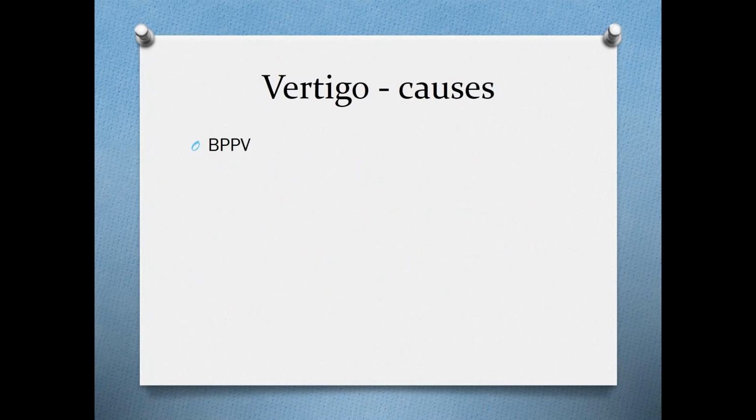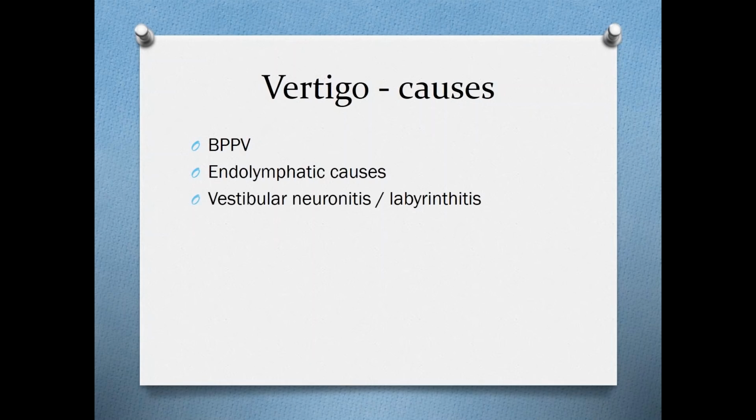So what are the causes? We've talked about BPPV, endolymphatic causes, Meniere's type, transient expansion, increased pressure within the vestibular organ, the sacculo-utricle, and then half an hour later, for whatever reason, the blockage disappears or is relieved by vomiting, and then the pressure settles and the vertigo goes away. It could be neuronitis or labyrinthitis.